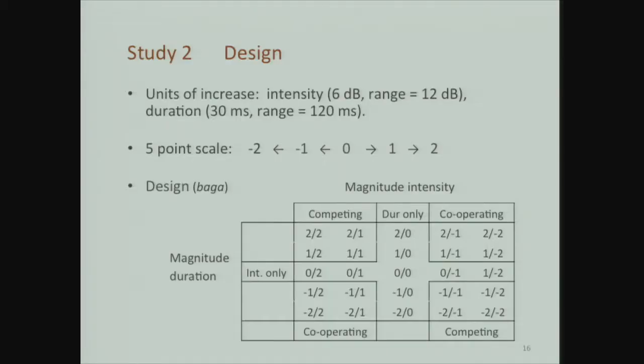In the competing condition, on the other hand, you vary them so that one syllable is both louder and longer, and the other one is shorter and softer. And in that case, the same syllable cannot be in two places at the same time. It was a 5-point scale in this case, and the units of increase were 6 decibels for intensity, which is a lot. We'll talk about that later. And the units of increase for duration were 30 milliseconds.